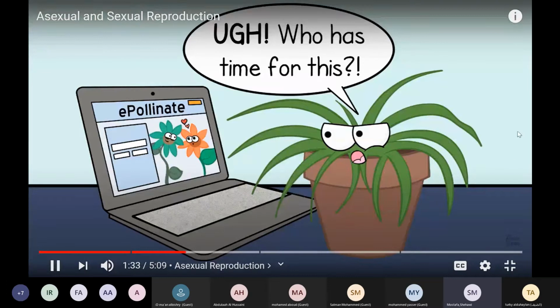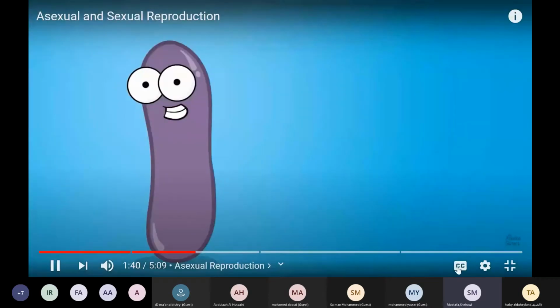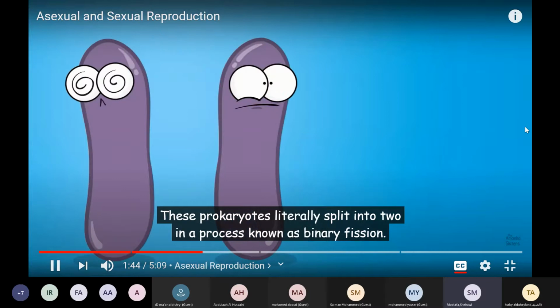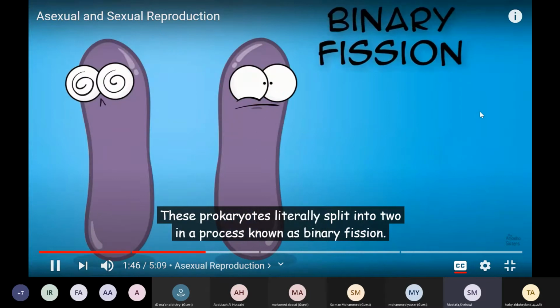It can be efficient and fast since only one organism is involved. So it's fast, as Abdurrahman Haji said, and Tamim Nashmi also said it's fast. Yes, asexual reproduction is fast and simple. It also occurs with very simple organisms, like bacteria. These prokaryotes literally split into two in a process known as binary fission.